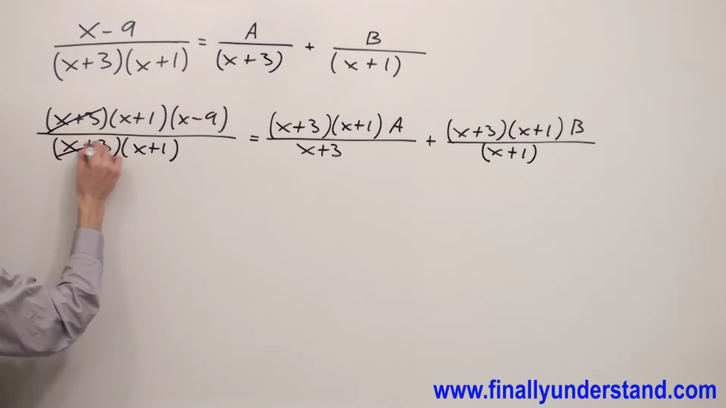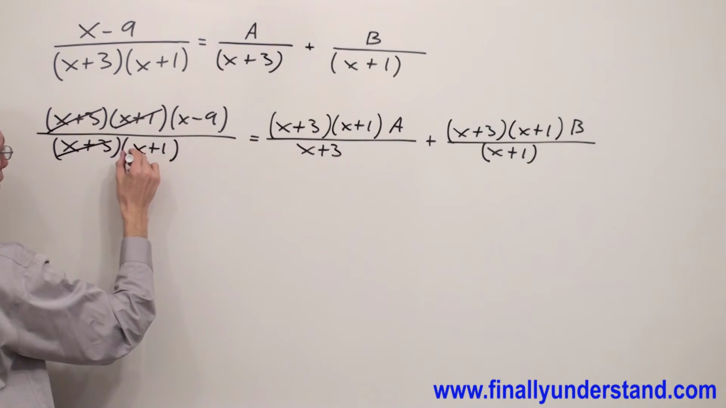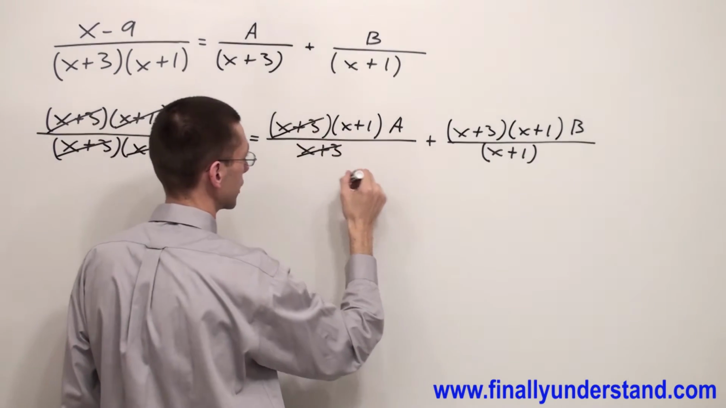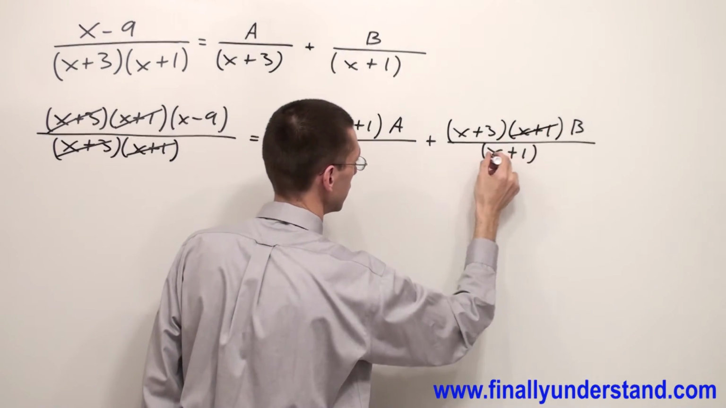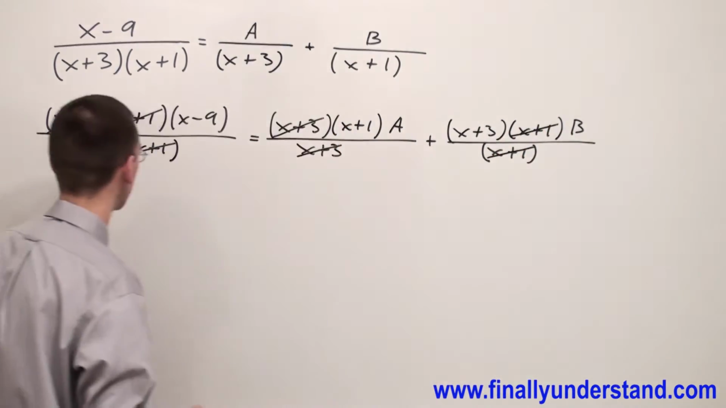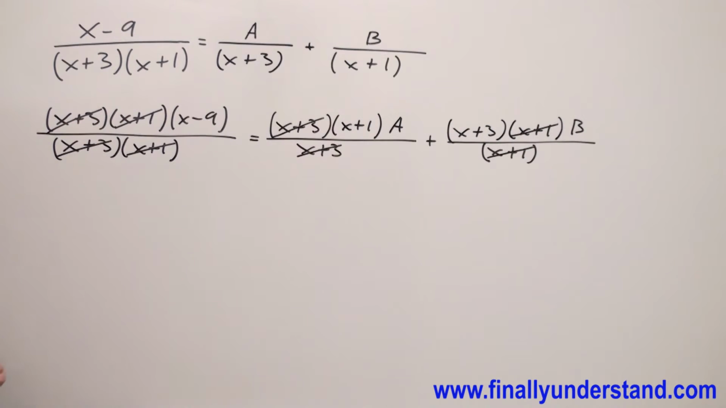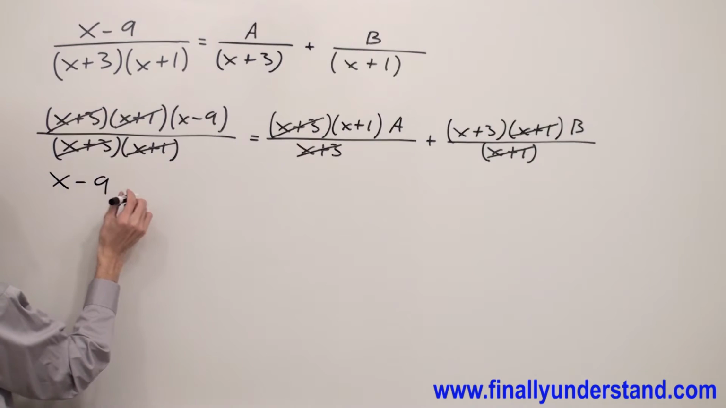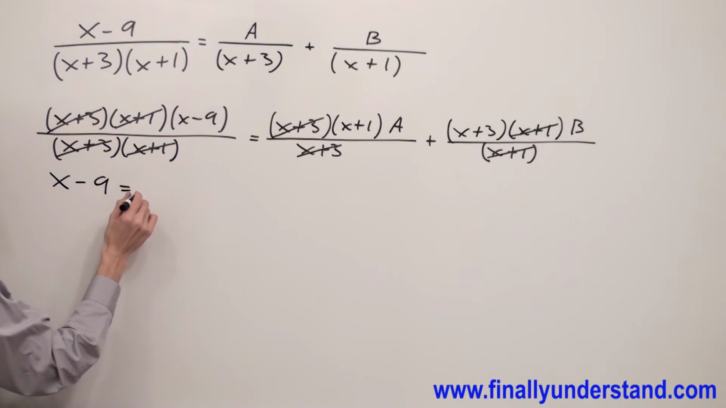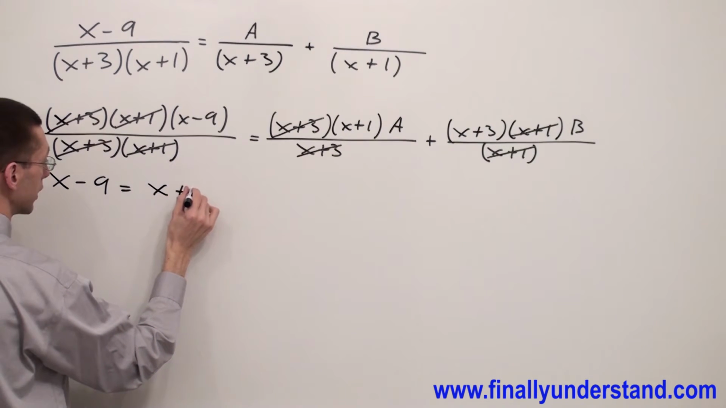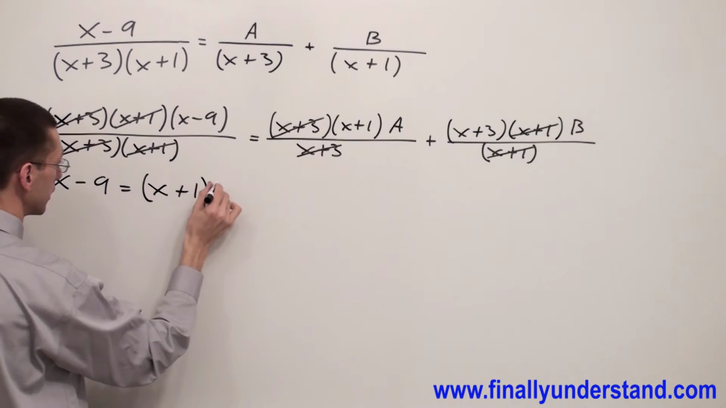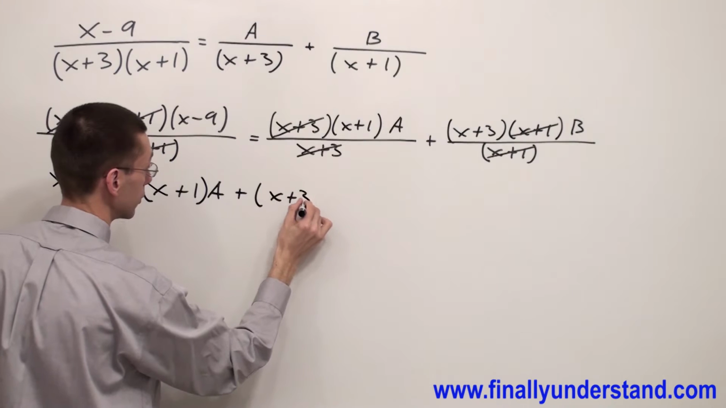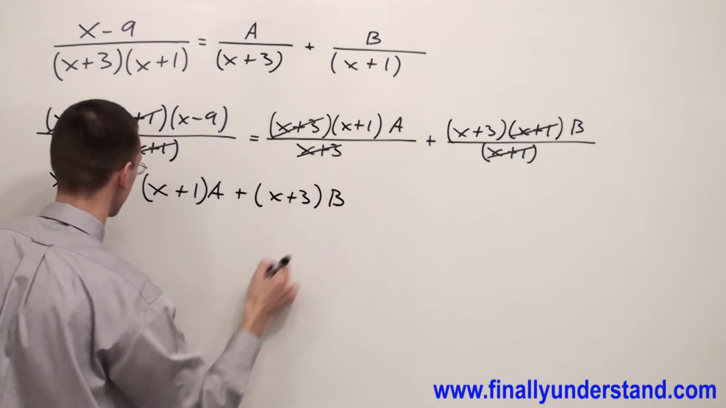x plus 3 and x plus 3 will cancel out. x plus 1 and x plus 1 will cancel out. x plus 3 and x plus 3 will cancel out. And x plus 1 will cancel out. Copy down everything that's left. I have x minus 9 is equal to x plus 1 times a plus x plus 3 times b.